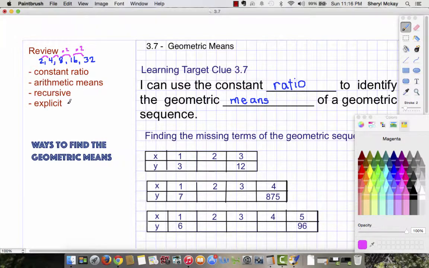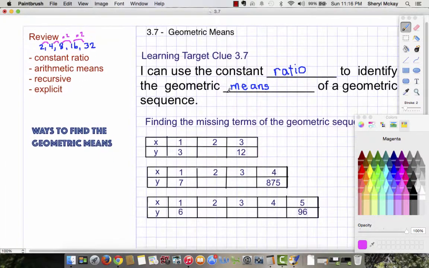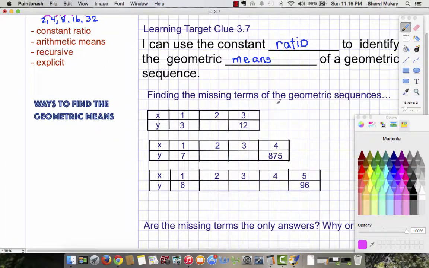And then the explicit formula we found could help us find the constant difference, and I'm wondering if we can use that explicit formula or equation to also figure out our constant ratios when we're looking for geometric means. So now let's go ahead and get started by looking at this first set of geometric sequences.